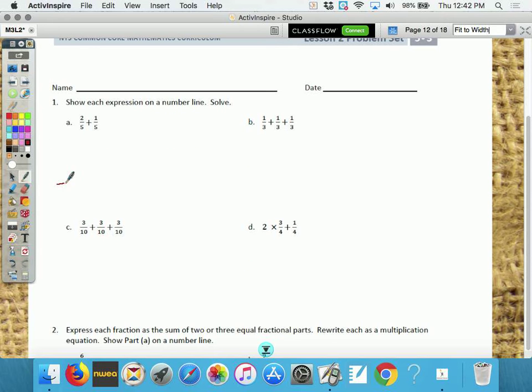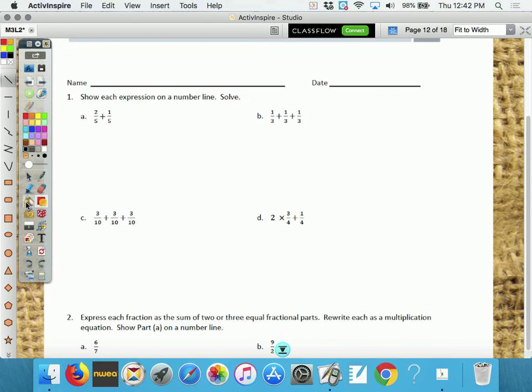So I'm going to start with the number line. Now look how big I made it. You probably need to make it at least that long. I kind of want a straight one. There we go.